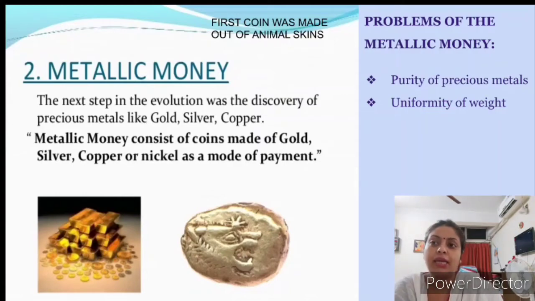The metallic money is nothing but the use of precious stones and precious metals, which were given the shape of coins or bars, and these were used as a mode of payment. But again, they had some defects. First, the weight of the coins varied. So as a mode of payment, it was difficult to be accepted. Then sometimes there was a question mark on the purity of the precious metals. There could be impure metals mixed with some pure metals. So people started looking for a different option.